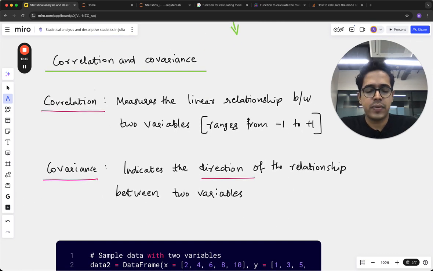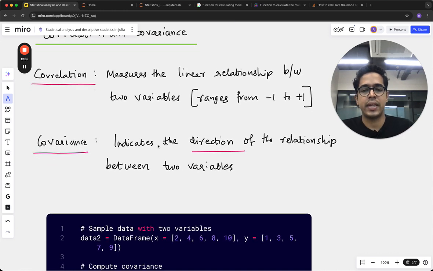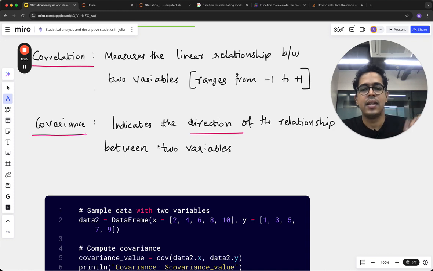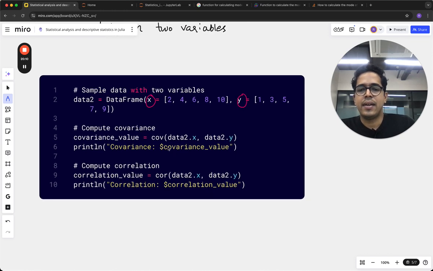Now there are a couple of things which you will 100% encounter while working on actual data science related projects. One is correlation and another one is covariance. So correlation and covariance are basically something that measures the relationship between two sets of data. So here we are defining a data frame with one set of data called X and another one called Y, right? So here is X, here is Y, and here we are calculating the covariance and correlation. And covariance and correlation between what? Between data 2.x and data 2.y.